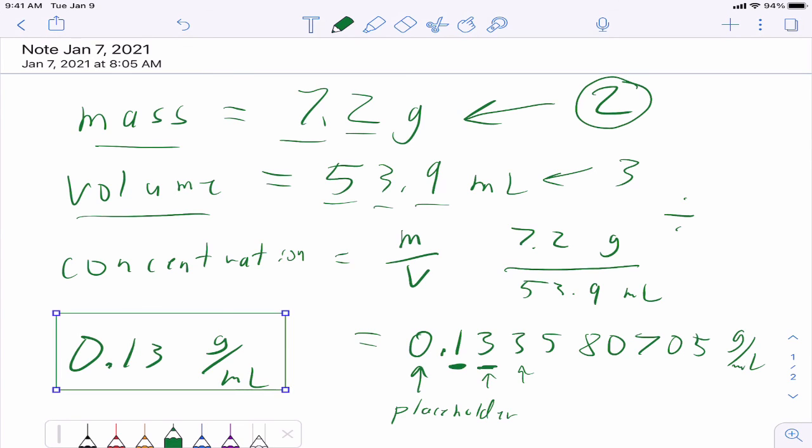Is my final answer, okay? And that is the proper way to do this. So it's accurate to the best of my measuring, and we have also matched the precision of the tools that we were using in this thing.